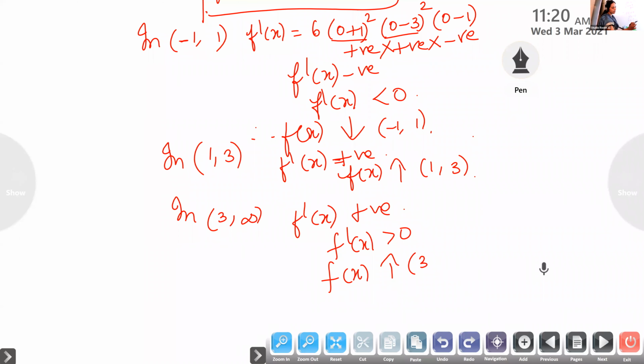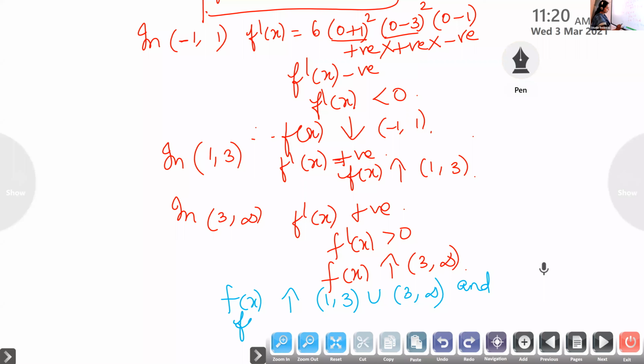Therefore, combining, we can say that f of x increases in the interval 1 to 3 union 3 to infinity, and f of x decreases in the interval minus infinity to minus 1 union minus 1 to 1.